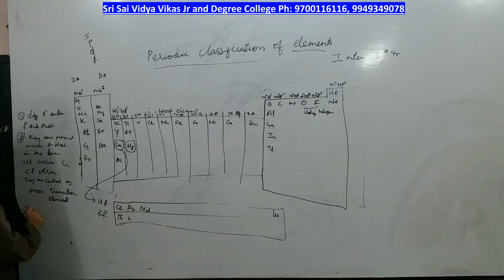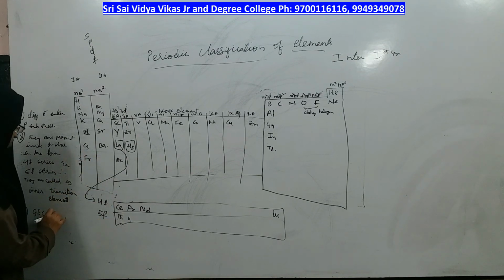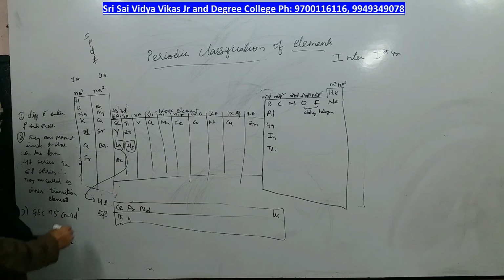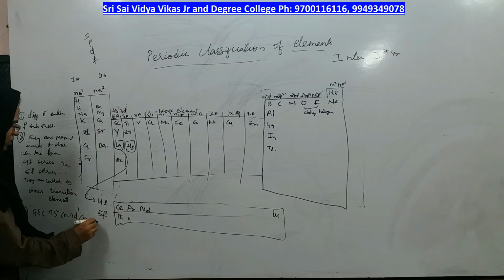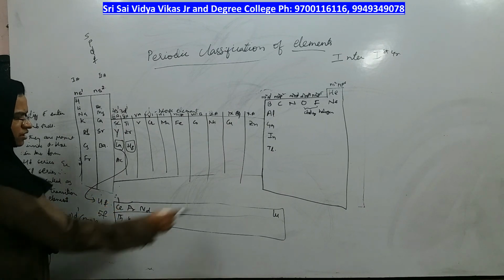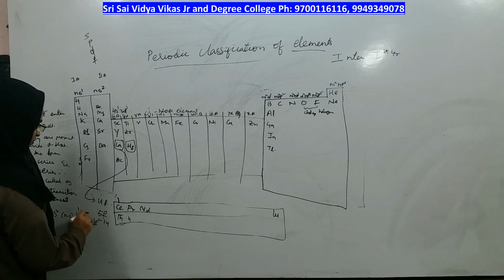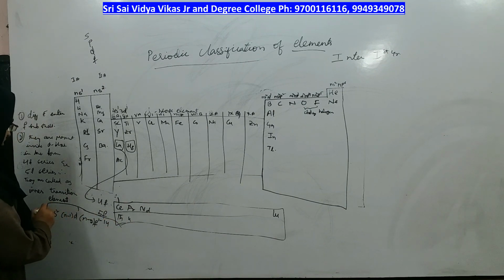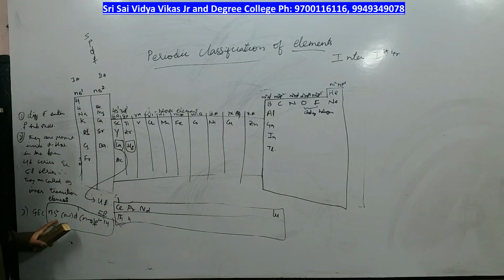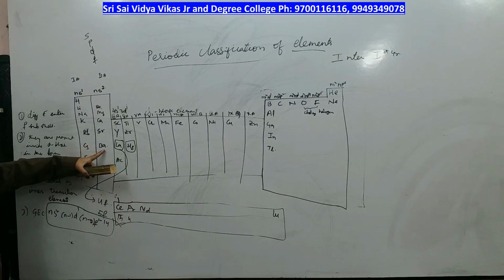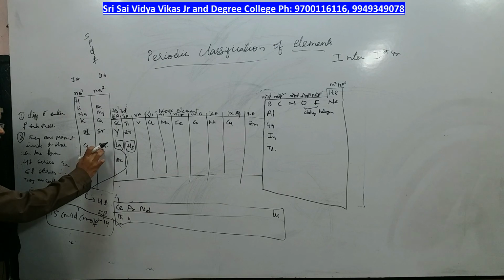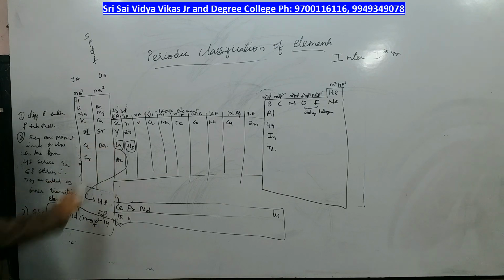Let us now write the general electronic configuration of F block elements. The general electronic configuration of F block is ns2 is common, (n-1)d1 is common, and (n-2)f starting from 1 till 14. Total 14 elements are there. That's why the general electronic configuration is ns with 2 electrons, because it comes after barium, right? After barium, lanthanum, inside of lanthanum they are present. Therefore, ns2 (n-1)d1.